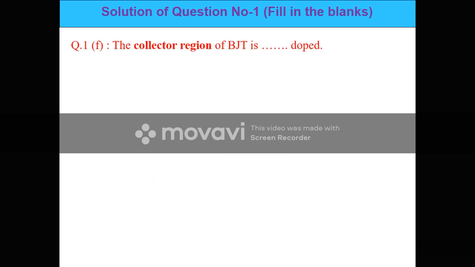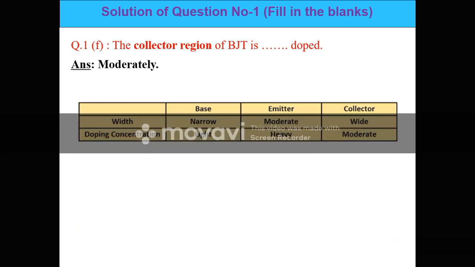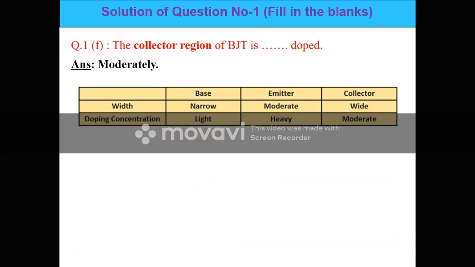Next: the collector region of a BJT is moderately doped. If you see the table for the collector region, emitter region and base region: for the base region, the doping concentration level is low; for the emitter, it is heavily doped; and for the collector, it is moderate. And width, in the case of the base, is narrow; emitter, it is moderate; in the collector, it is wide.